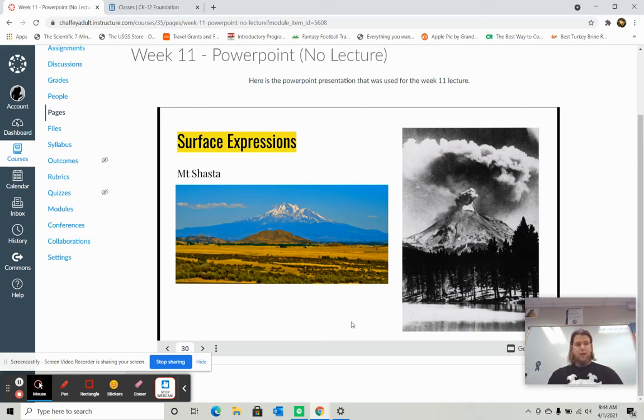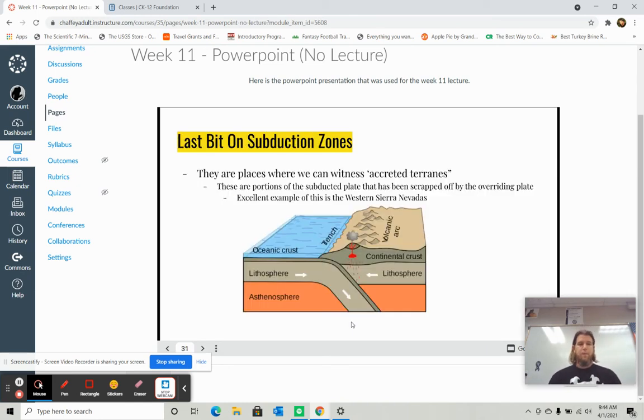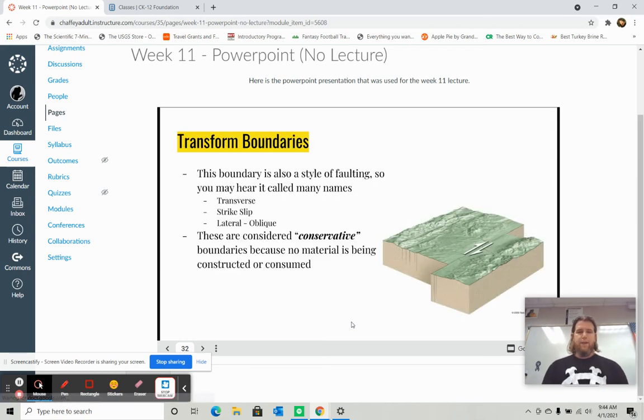So you have Mount Shasta on the right, and then the mountain on the left, I believe, is Mount Rainier. And so those are both surface expressions of the subduction zone and the subsequent volcanism. So we're not going to worry about accreted terrains. That's if we had more time, we'd go into the California geologic provinces, but we really don't have that time.